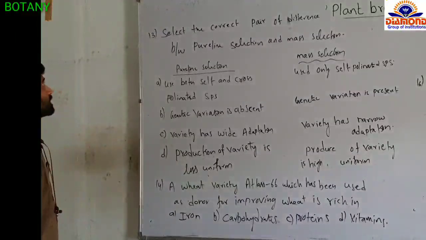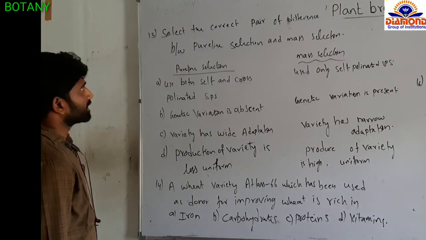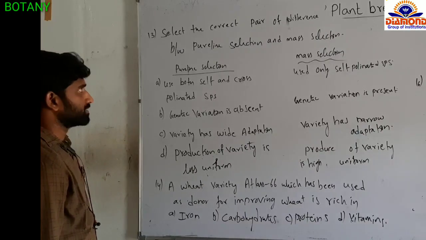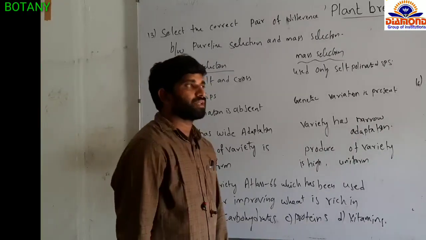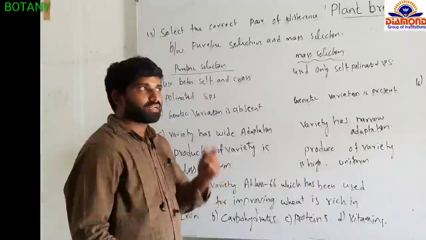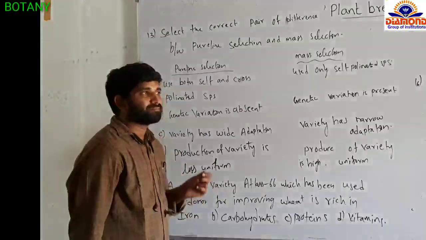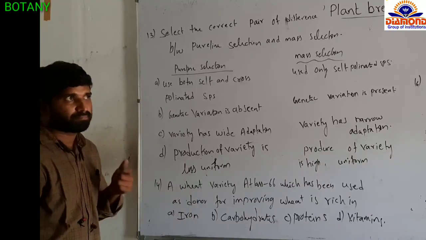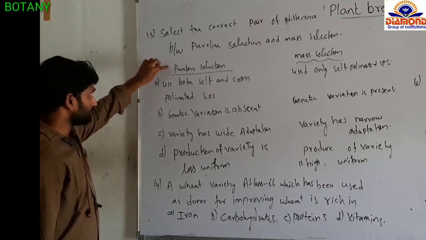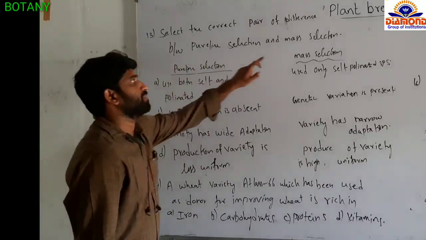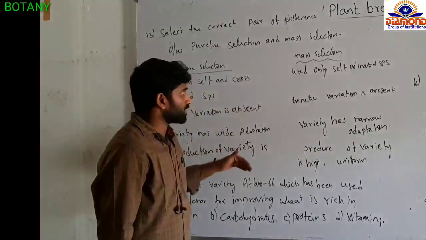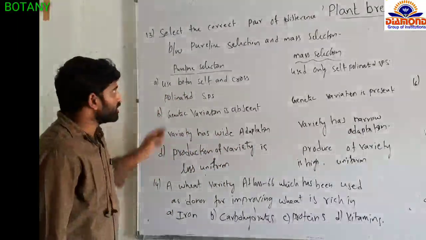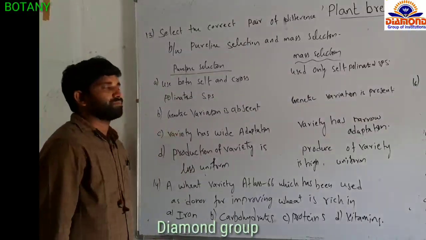Next question. Select the correct pair of differences between pure line selection and mass selection. Among the steps involved in plant breeding, we have to select the proper parent, that is, select the parental plant. That is done by two types, pure line selection and mass selection. Out of these, I have to choose the correct option.